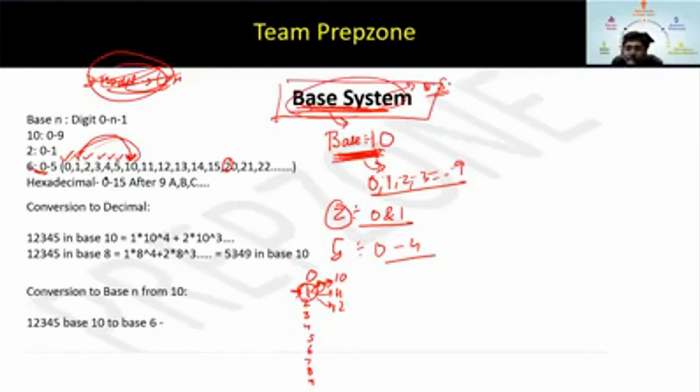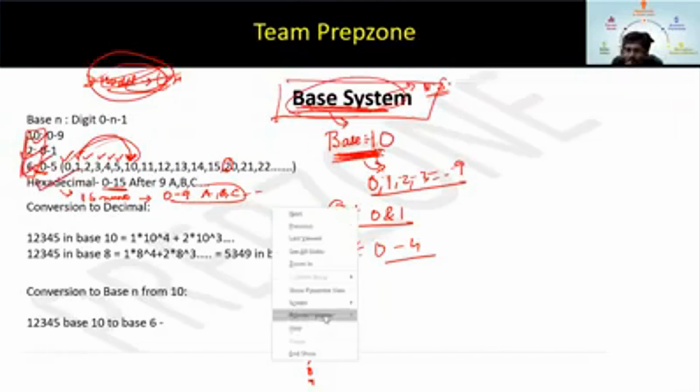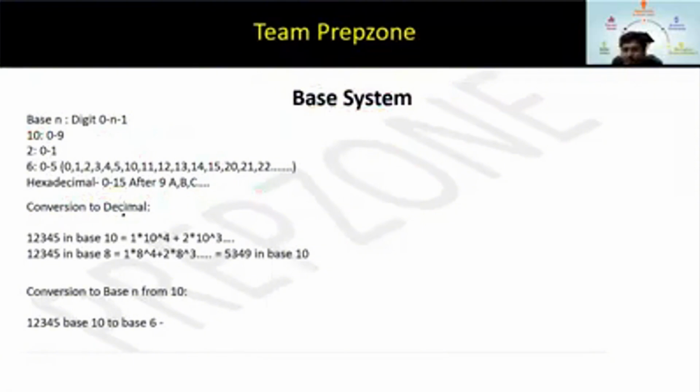In hexadecimal, what happens? In hexadecimal, we have 0 to 15. That is 16 numbers in total. So what are these 16 numbers? 0 to 9, followed by A, B, C, D, and so on. Okay. So this is a very basic thing. Any doubt in this? What is base 10? What is base 2? What is base 6? What is hexadecimal? These are the very basic things. Other basic things I will just cover quickly.